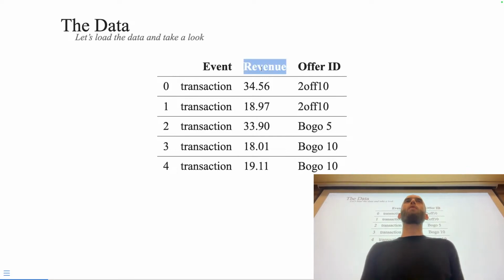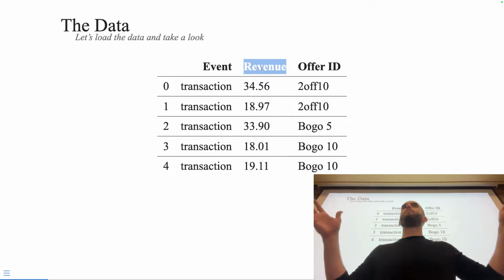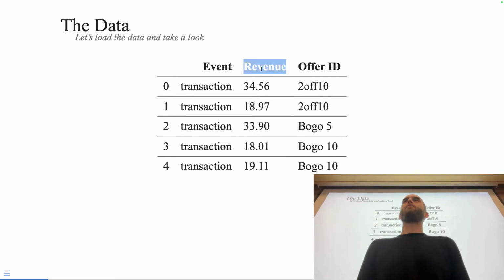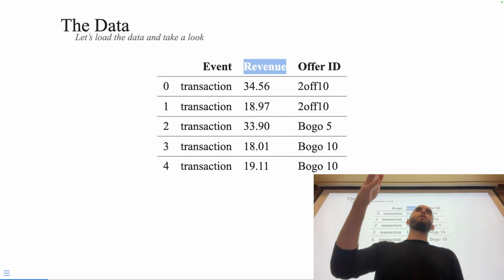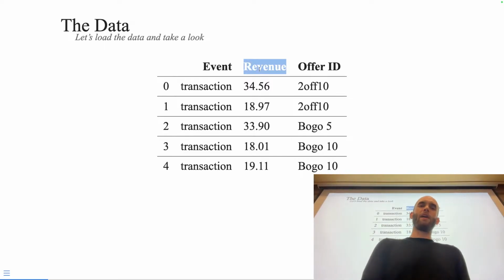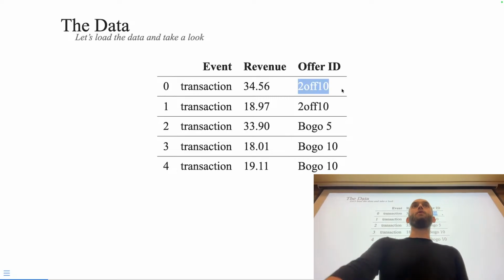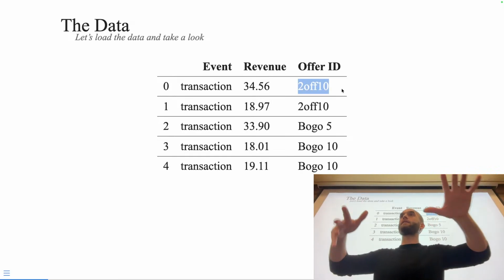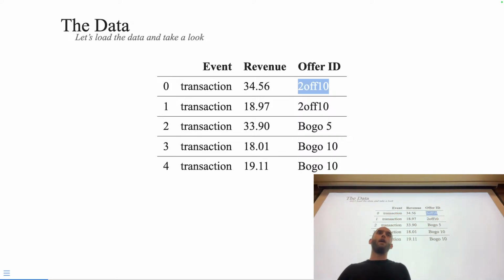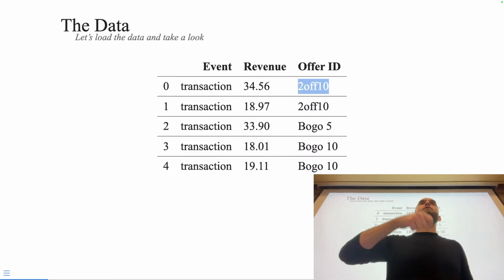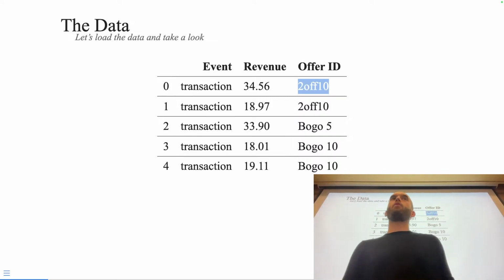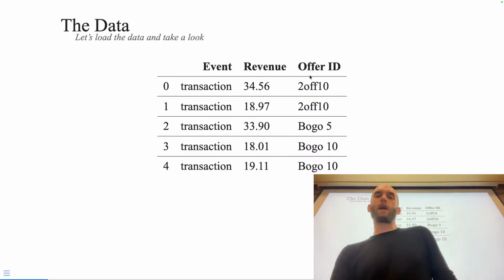We have this column called revenue, which is just business speak for how much the person spent. So this is how much money is coming in from the order. And then this is the offer that was used. So we're only looking at offers where an offer ID was used. So one of the promos, and we can track which offer was actually used.